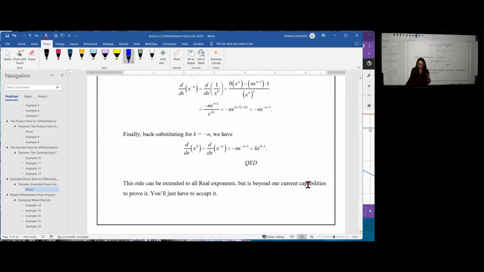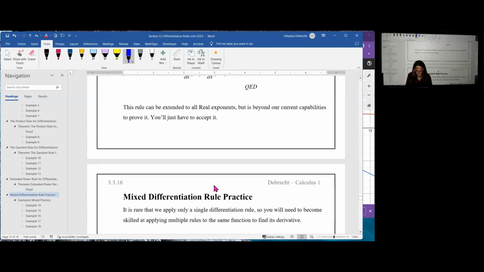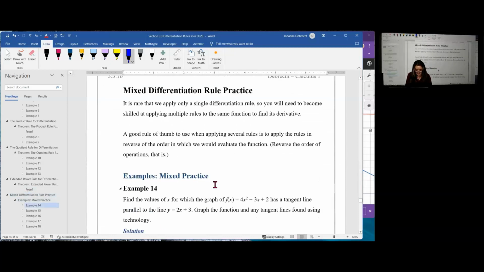In fact, this rule does work for rational values and even for irrational values. It works for all real exponents, but again, it's way beyond our ability to prove. You'll just have to take my word for it. We want to turn our attention now to mixed practice.